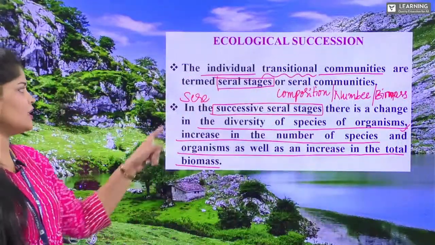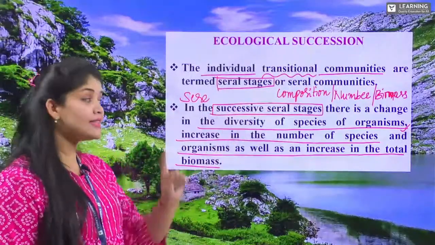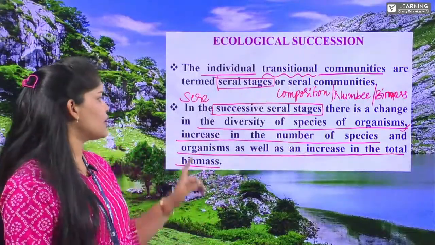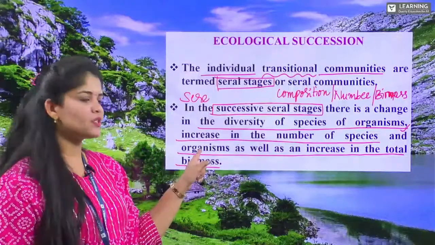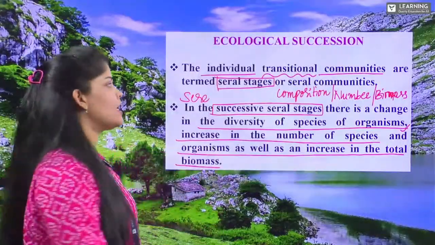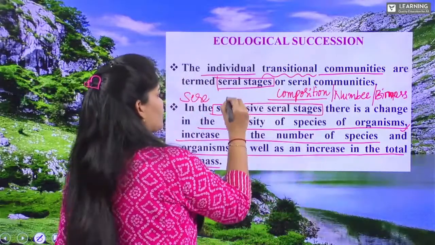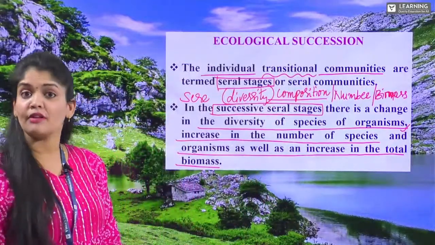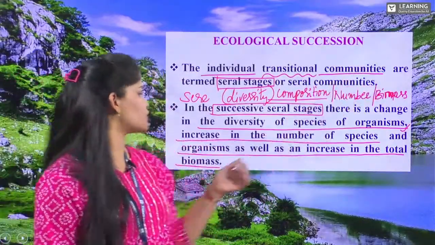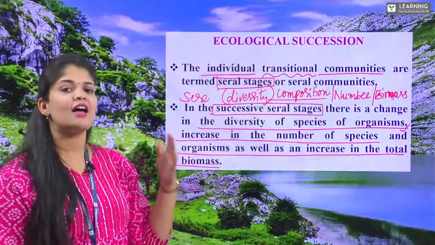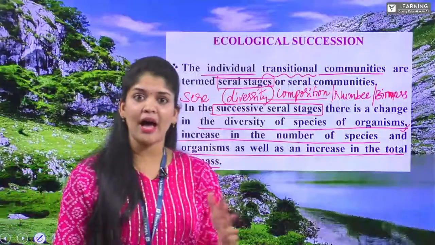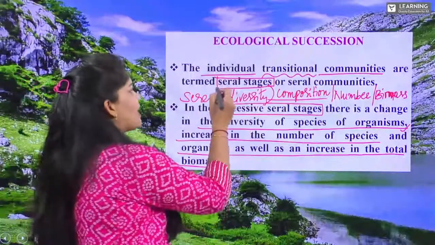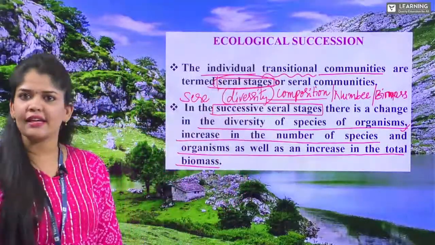So here, in the successive seral stages, there are changes in diversity. One is diversity, that is called composition: diversity of the species of an organism, increase in the number of species of the organisms, as well as increase in the total biomass. The diversity, number of species, and total biomass of the organisms keep on changing, and those steady, fairly parallel, orderly, sequential changes we call a xerarch, and the stages we consider as seral stages or seral communities.